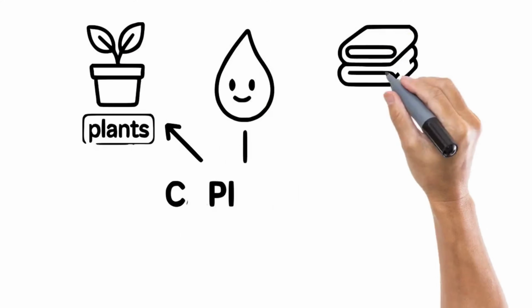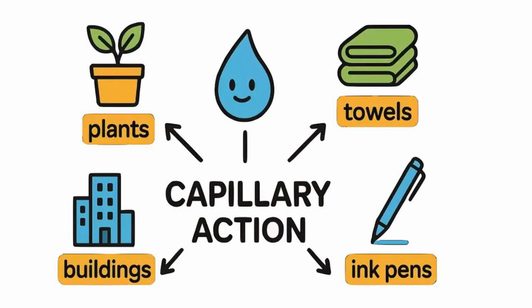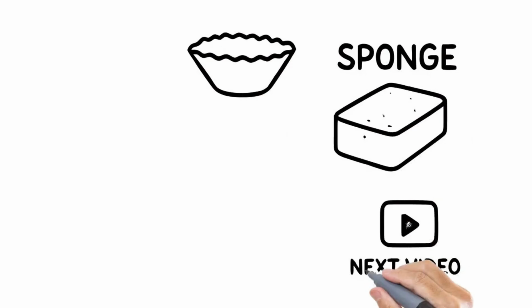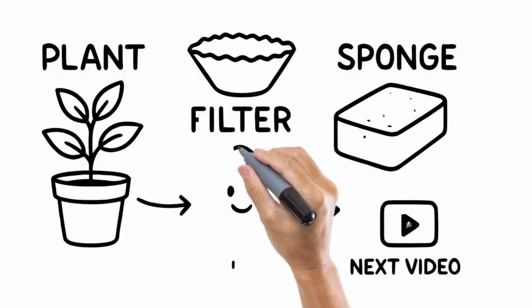Let's summarize the framework. Capillary action happens when adhesion to a surface and cohesion between water molecules together overcome gravity inside narrow spaces. It explains how plants drink, towels absorb, inks flow, and moisture sneaks into materials around us. Now you know what is capillary action of water and how it quietly powers daily life.